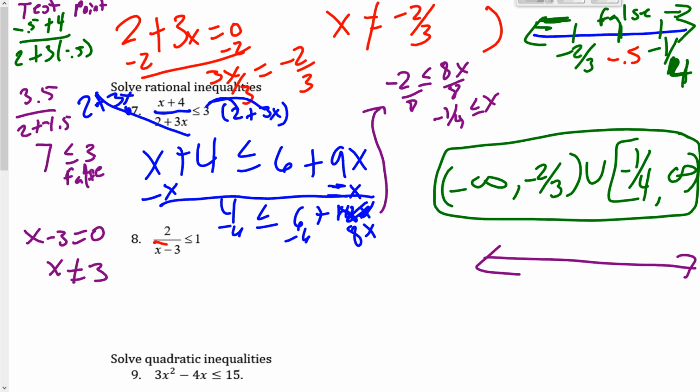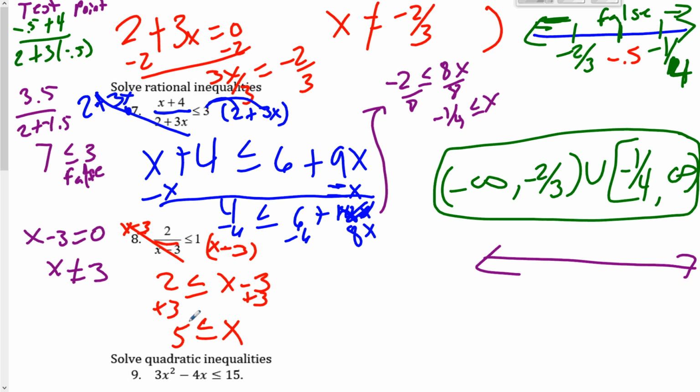How do I get rid of dividing by x minus 3? Well, we multiply by x minus 3 on both sides. So I need to distribute that 1, which is not changing anything really. Fraction's now gone. So we have 2 is less than or equal to x minus 3. We can add 3 to both sides. We got x is greater than or equal to 5, or 5 is less than or equal to x.